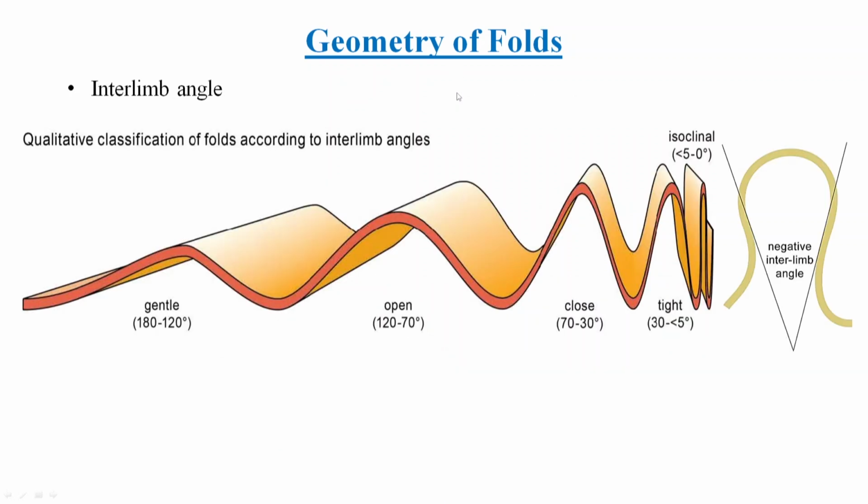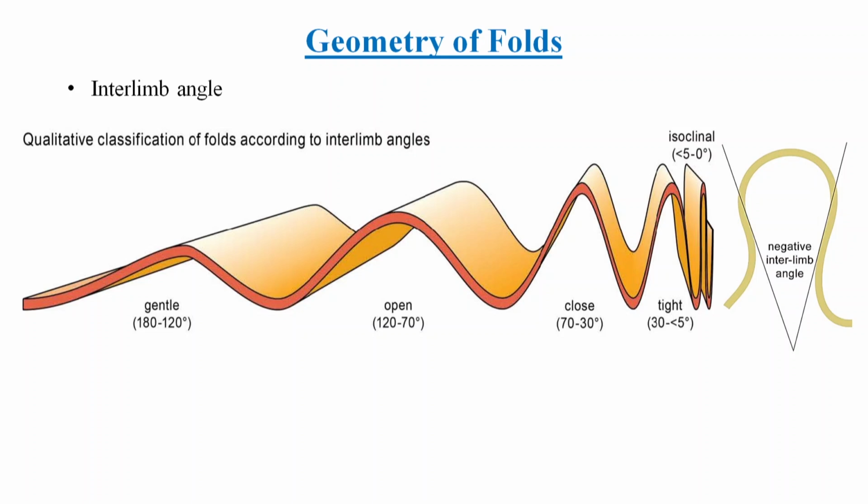Based on the interlimb angle that is measured on the profile plane, the angle between the tangents drawn from the inflection point of the two limbs, folds can be categorized again under these categories. Gentle fold, when the interlimb angle is between 180 and 120 degrees. Open fold, where your interlimb angle is between 120 to 70 degrees, followed by close fold, when your interlimb angle is between 70 and 30 degrees.